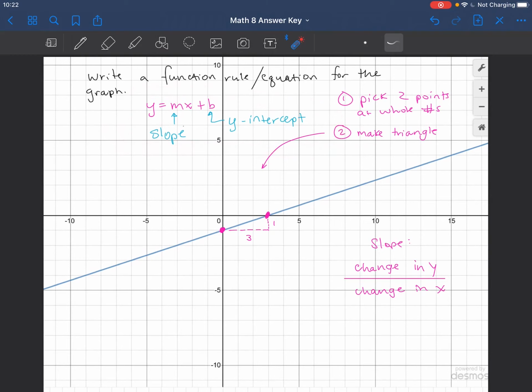I know that the slope is 1 over 3, and that's positive, and I know that the y-intercept is where it crosses through the y-axis, which is -1. So if I write a function rule or equation for this graph, that's going to look like y is equal to 1/3 x minus 1.